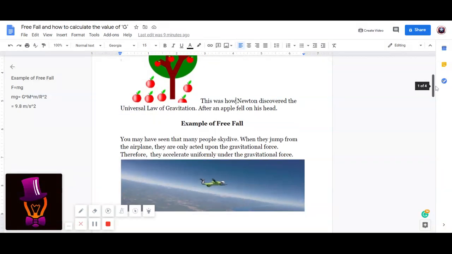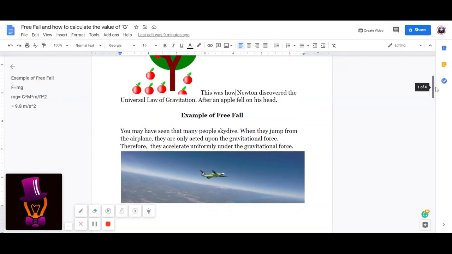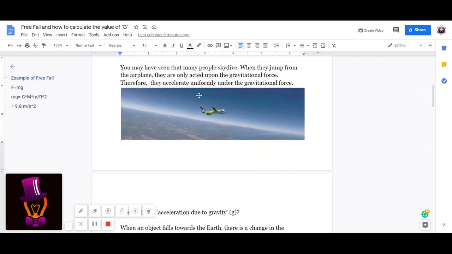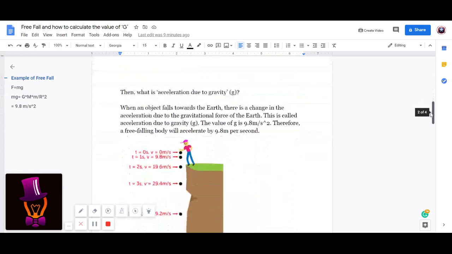Example of free fall. You may have seen that many people skydive. You may have seen it in movies, etc. When they jump from the airplane, they are only acted upon by the gravitational force. Therefore, they accelerate uniformly under the gravitational force. This is a picture of free fall, and only gravity is acting on the person. So therefore, it is referred to as free fall.